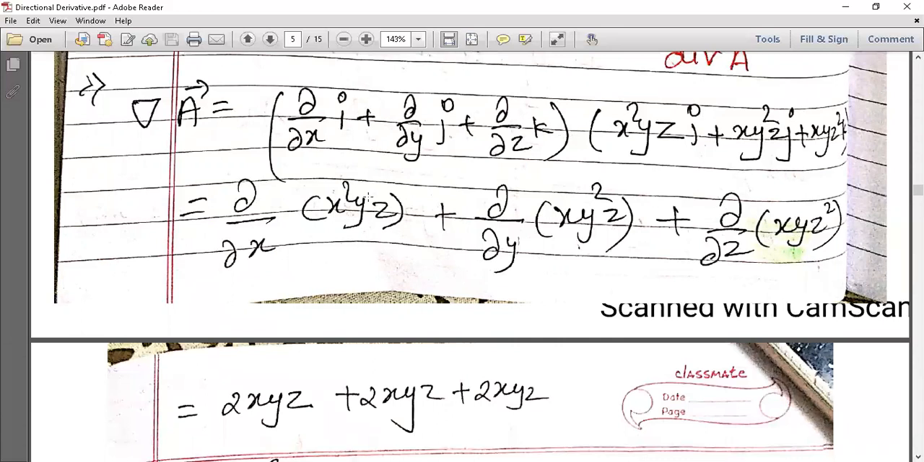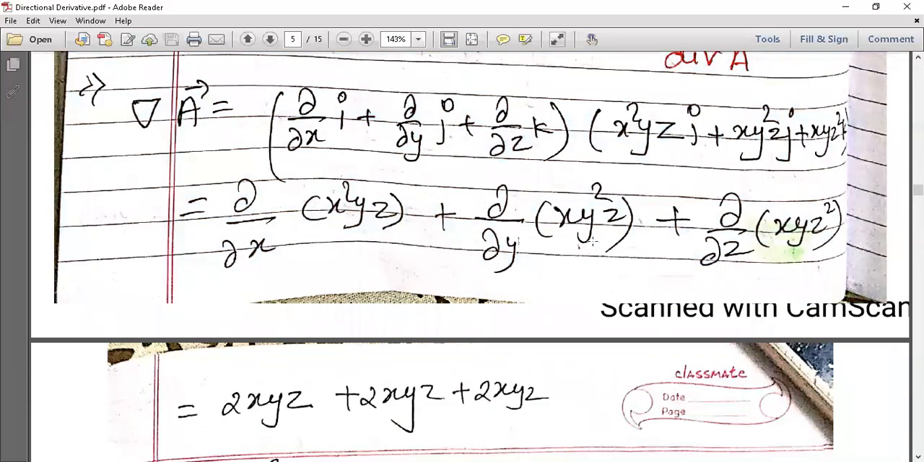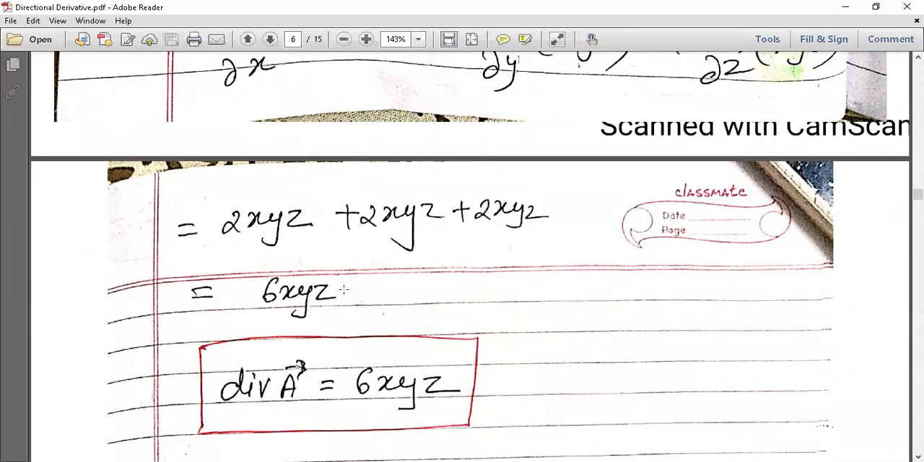Differentiate the first function with respect to x. So x square will give us 2xyz. Same way, differentiating with respect to y, x y square z will give us 2xyz. Same way with respect to z, ∂/∂z of x y z square will give us 2xyz. While adding all these three, we are getting 6xyz. So the conclusion is that the divergence of the vector is 6xyz.